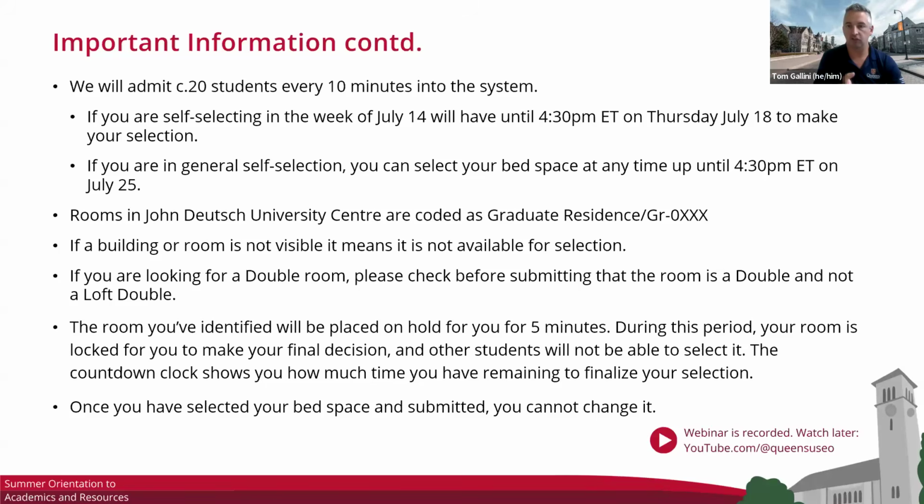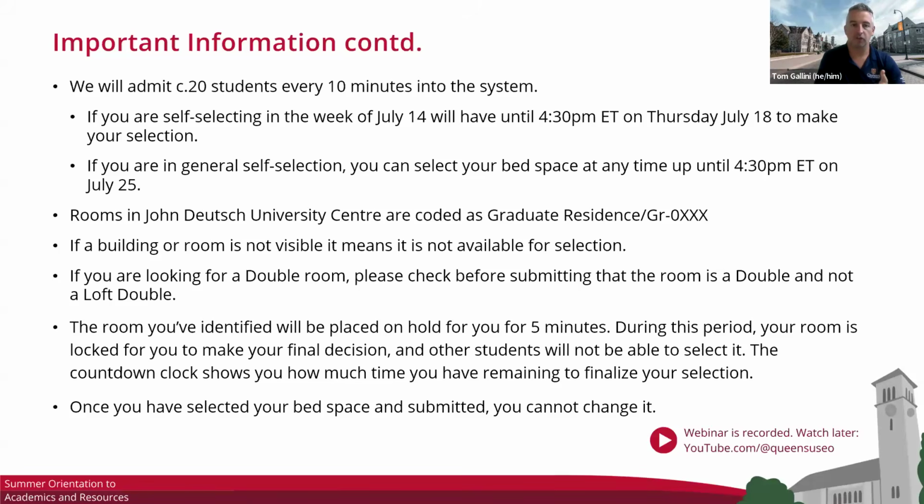But because it used to be called graduate residence, the rooms in that building are going to be coded with a GR at the beginning for graduate. So most other buildings, for Brant is going to be BT or Adelaide AED, and obviously for JDUC it's GR. I just want to flag that so that you know you are picking from the right building. Our system is automated, so once a bed is picked, it will not be available for another person to pick.